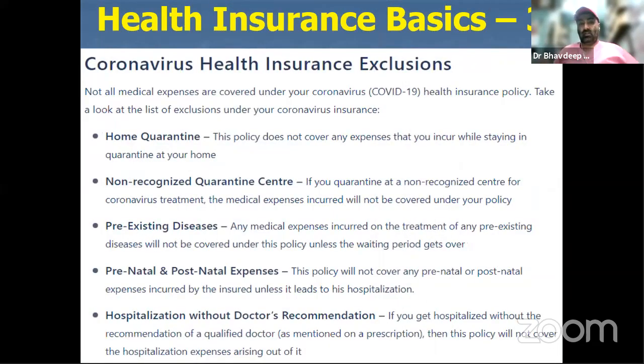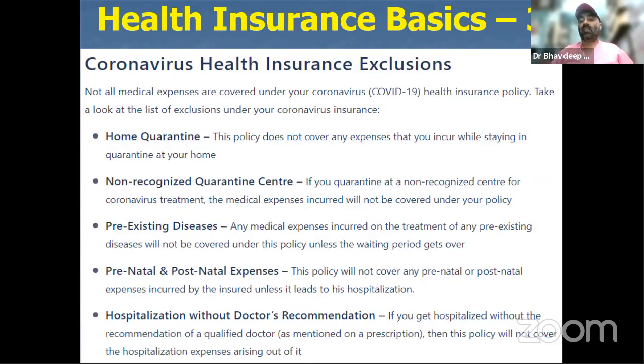What are the exclusions? Home quarantine. If you are infected and you don't have much symptoms in your home quarantine, you want to claim, that will not be covered in almost all the policies. Then if you are in a quarantine center and it is not a government recognized one, it is not in the list of government, you will not be covered in that. Then pre-existing diseases, again, the waiting period comes into play. The prenatal and postnatal for newborn kids are not covered.